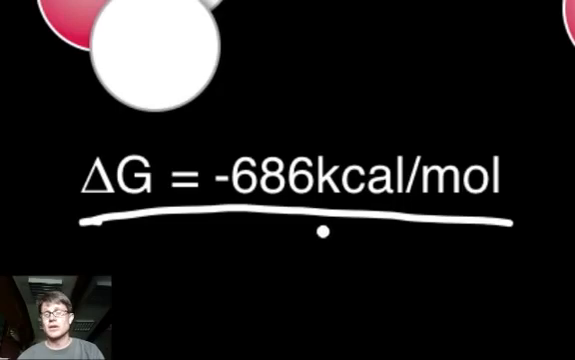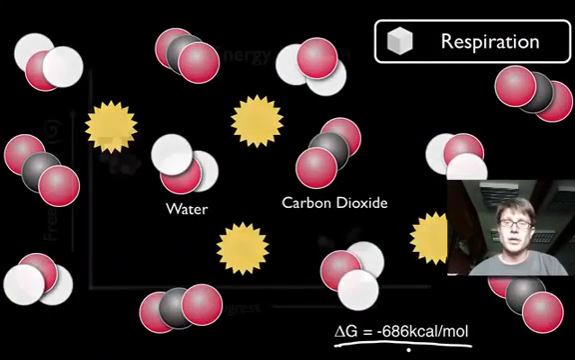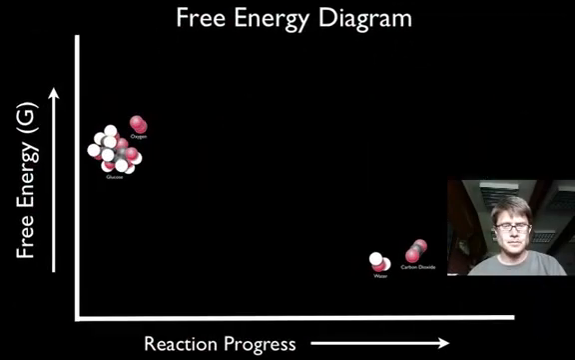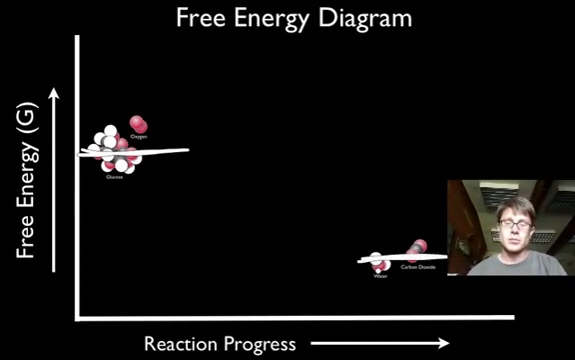So we call that an exergonic reaction, or it's releasing energy. Now we can actually plot that on an energy diagram. So glucose itself had a certain amount of free energy to start with, but in this cellular respiration, we end up with less energy. So this is a spontaneous or an exergonic reaction.